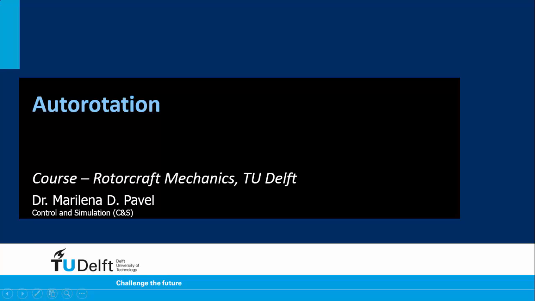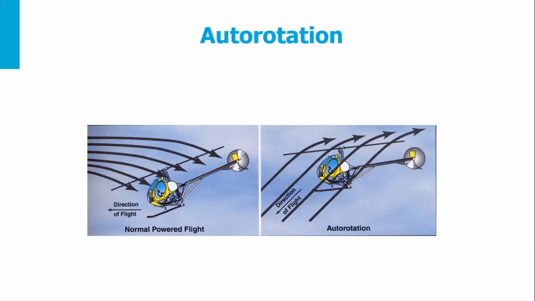Good morning. We will discuss further on the autorotation. In normal powered flight, the direction of flight, the air is attacking the rotor from up. In autorotation, the air is attacking the rotor from down and we are generating energy from the wind.